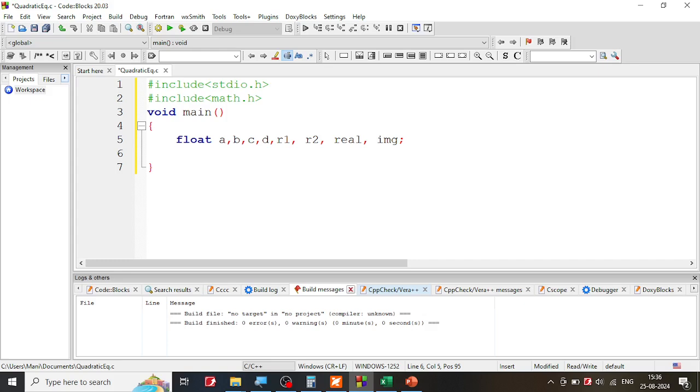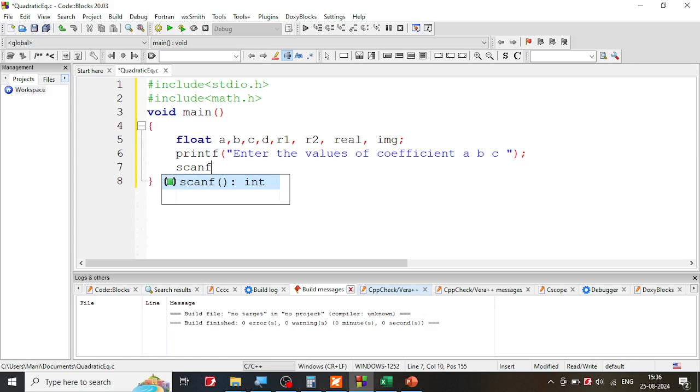We need to read the value of the coefficients. So I'm going to use a printf statement, and I'm going to say printf enter the values of coefficient A, B, and C. And I'm going to put one space here. Remember, you put one extra space and then put the double quotes. Don't just put the double quotes immediately. Put one space and then put the double quotes. I'll tell you the purpose behind it.